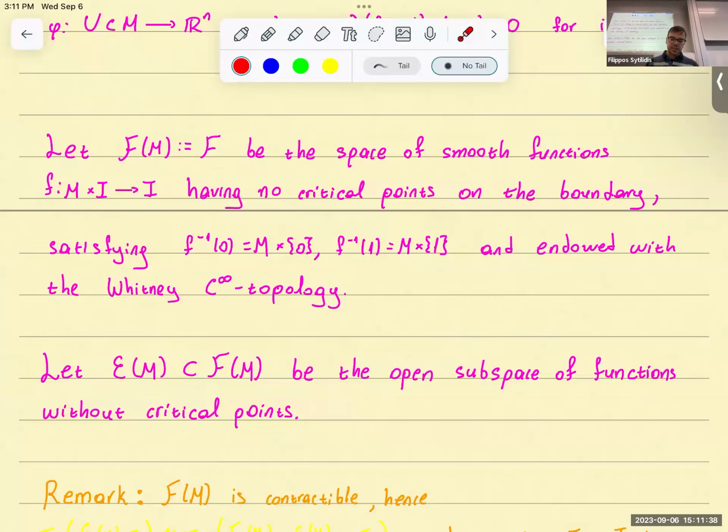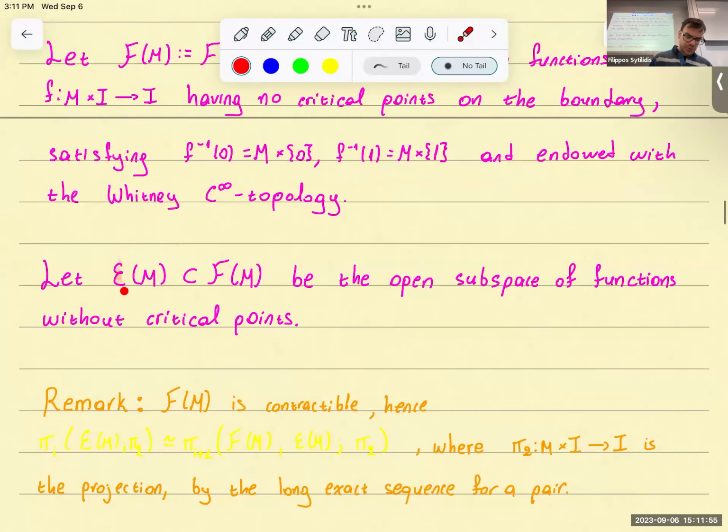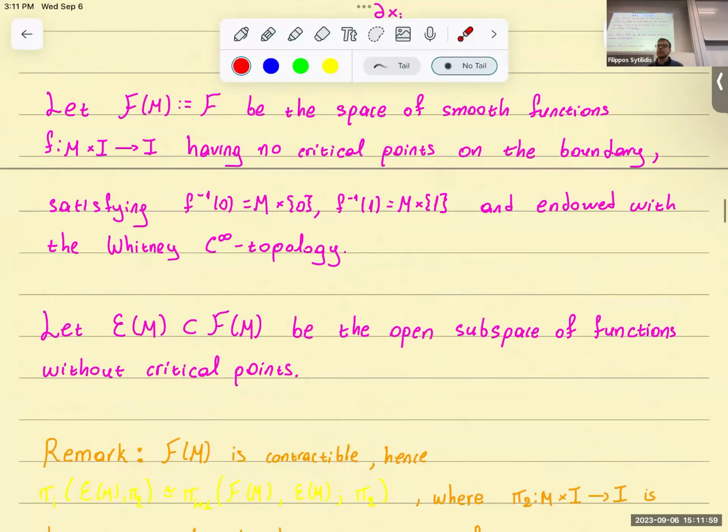Inside of it, and again, I'm saying it's endowed with the Whitney infinite topology. We'll talk about the Whitney topologies next time. This isn't just a set. There is a natural topology that I can put in there. That's all you need to remember. And there is a special subspace of it, which is the space of those functions with no critical points anywhere. That I'm calling epsilon of M.